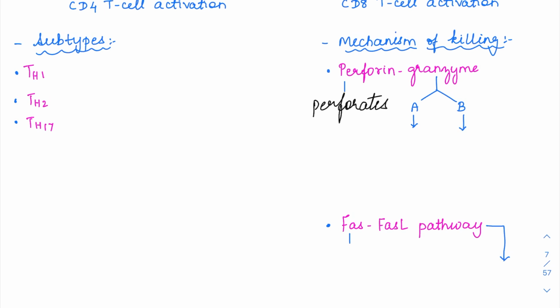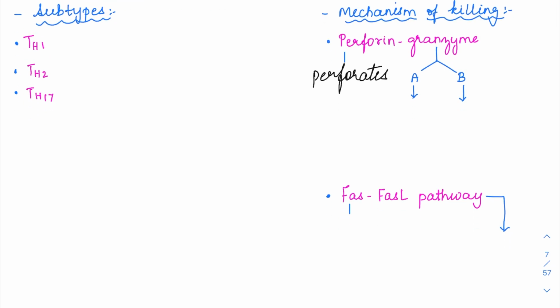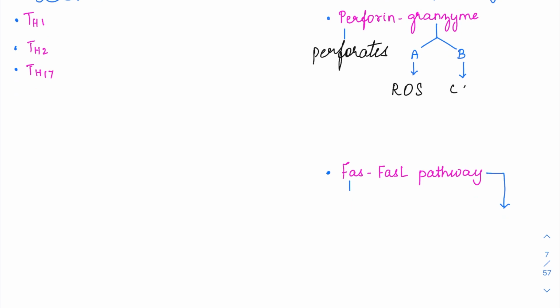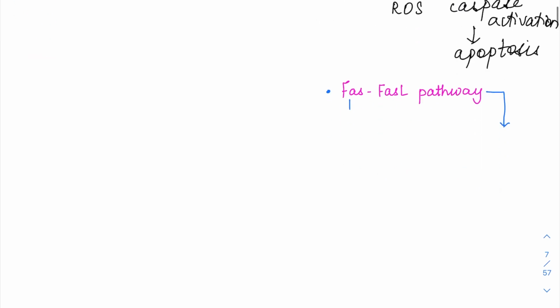Then granzyme is the enzyme which has two subunits. This granzyme is the one which is responsible for killing. The A subunit is going to produce reactive oxygen species, which again is going to cause damage to the virus infected cell. And then the B subunit is going to activate the caspases. So caspase activation is going to take place, and whenever caspase is activated, it is going to cause apoptosis. So cytotoxic T cells are going to kill the cells with the help of apoptosis.